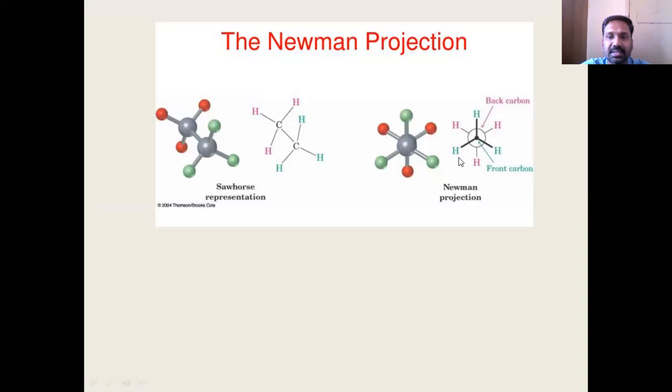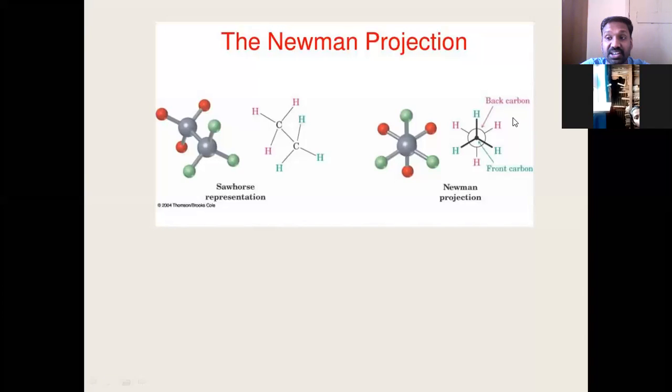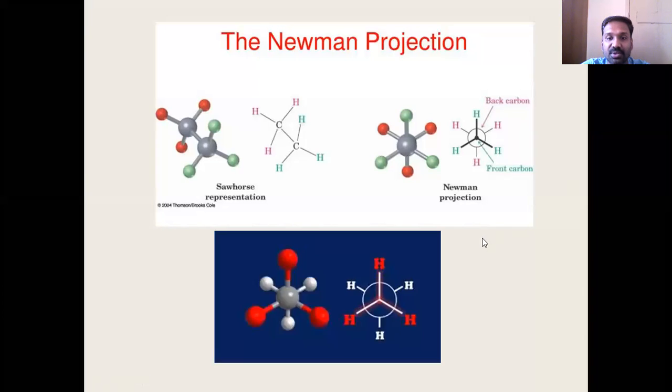Somebody can answer this. Is it eclipsed or staggered? Staggered. Okay. In the eclipsed conformation, you are not going to see the rear hydrogens, is it not? They are getting eclipsed by the front hydrogens. Strictly speaking, they are getting eclipsed by the front hydrogens.